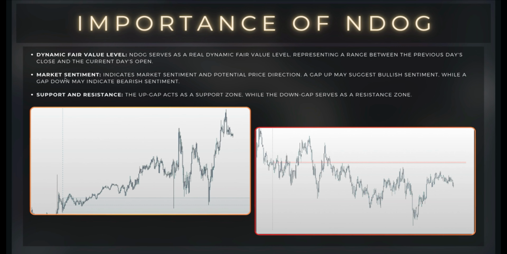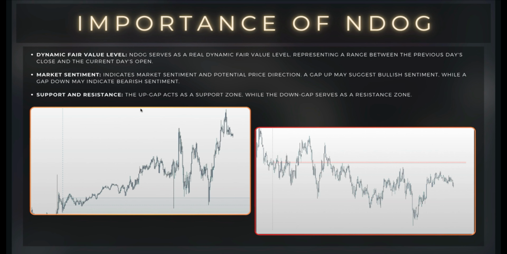All right, so another thing is market sentiment. It indicates market sentiment and potential price direction. A gap up may suggest bullish sentiment, while a gap down may indicate a bearish sentiment. Now, I'm not gonna lie, sometimes it seems the opposite. Sometimes bearish fair value gap might actually make price go bullish, and a bullish fair value gap sometimes make price go bearish. I don't know why it happens like that sometimes, but if I was you, just look at ICT's examples when it comes to this, but that's just my opinion.